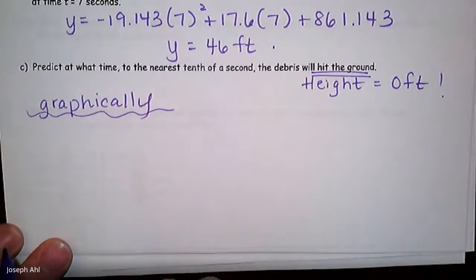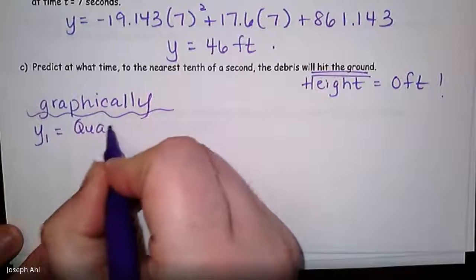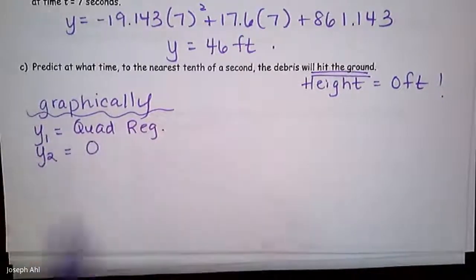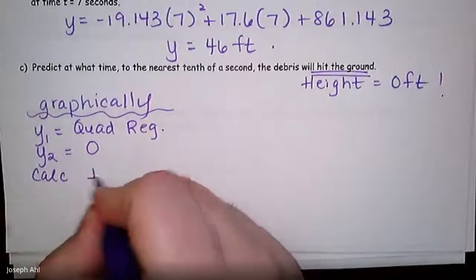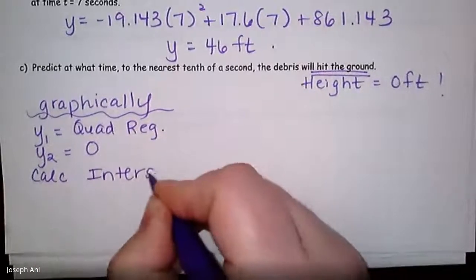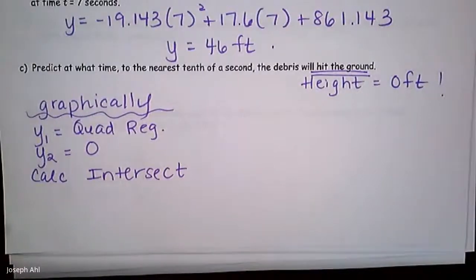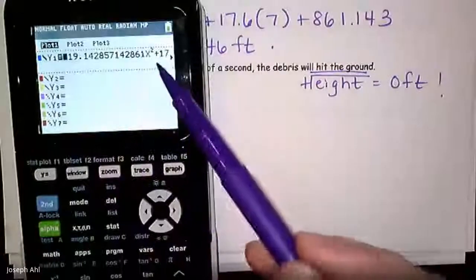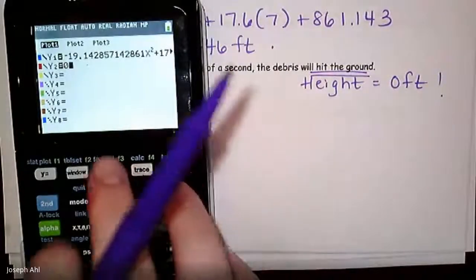And why not? We already have the model typed in to y1. Y1 would be your quadratic regression model. And although there are other ways around it, I'm going to do y2 equals 0. Then what we're going to look for is to calculate the intersection there. When I calculate the intersection, that's going to tell me when the height is 0. So go back to your y equals screen. You'll notice that we have that very large quadratic regression model typed in. Y2 is going to be 0.